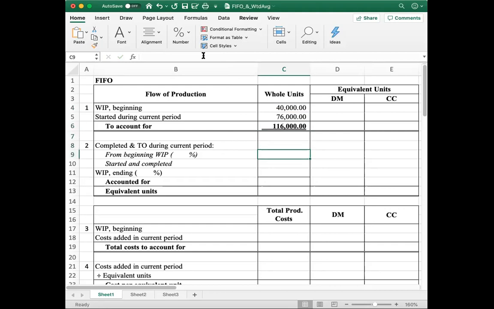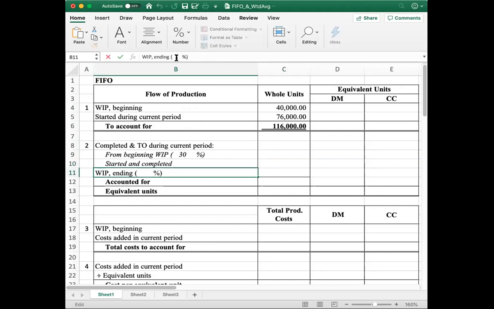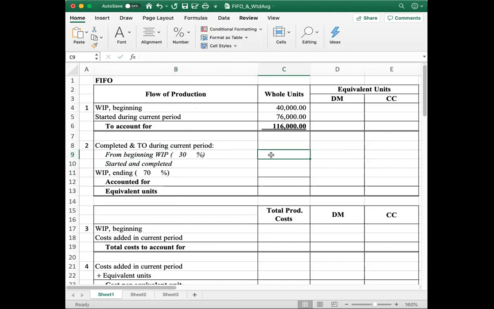Now we come to part 2, which is the equivalent units. In the equivalent units, in the beginning working process, the question says the units are 30% complete. So I'll add 30% here. And then the ending work in process is 70% completed, so I just put 70% here. All right, so beginning work in process. How many units do we have in the beginning work in process? 40,000, as you can see in part 1.